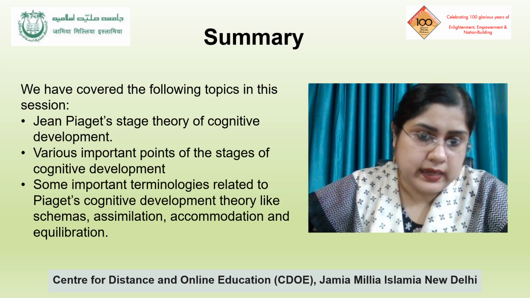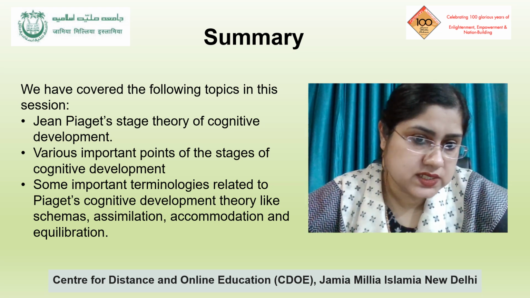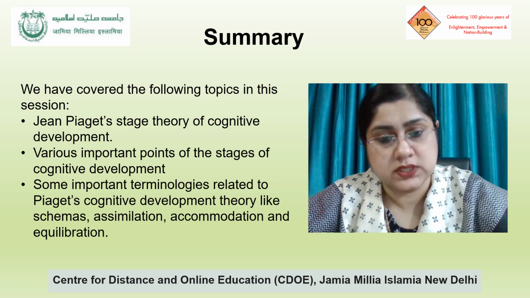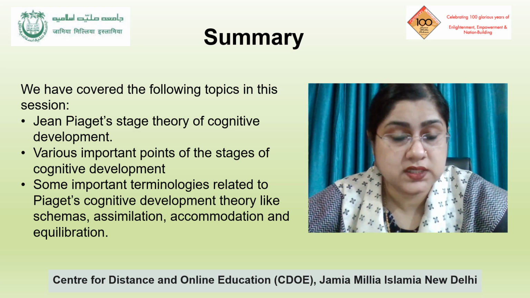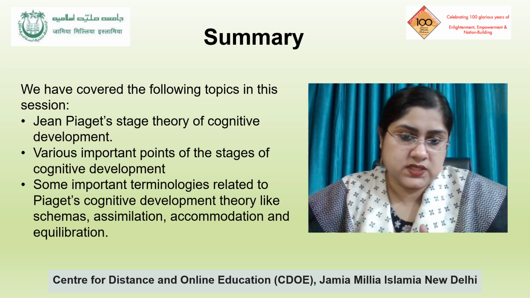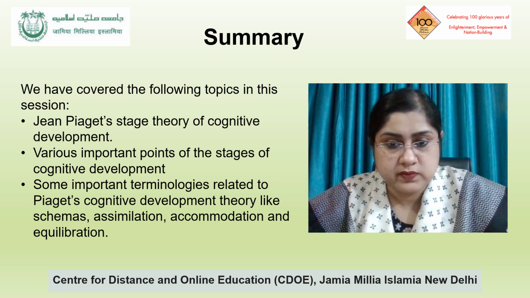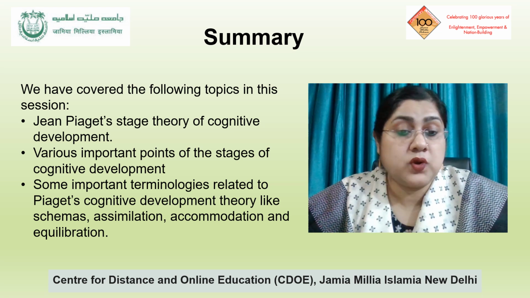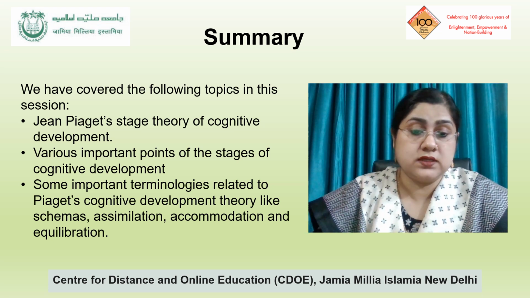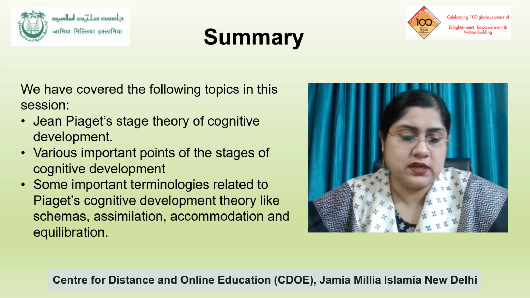After all this, let us try to summarize what we have studied. We have seen the stage theory of cognitive development given by Jean Piaget. We have seen the various important points of the stages of cognitive development, the characteristic structures which are found in the four stages of the stage theory, the sensory motor stage, the pre-operational stage, the concrete operational stage, and the formal operational stage. And we have also seen some important terminologies related to the cognitive development theory given by Jean Piaget, and these were the important concepts of schemas, assimilation, accommodation, and equilibration.